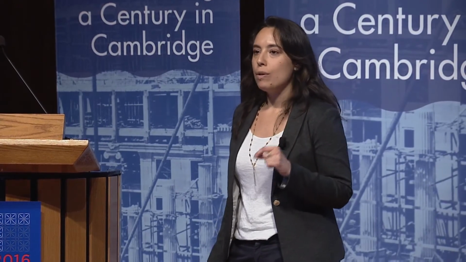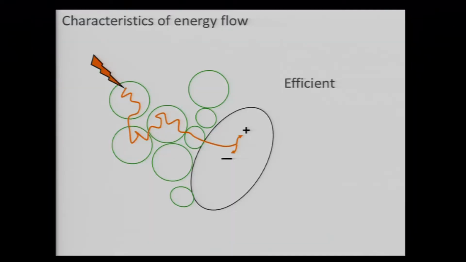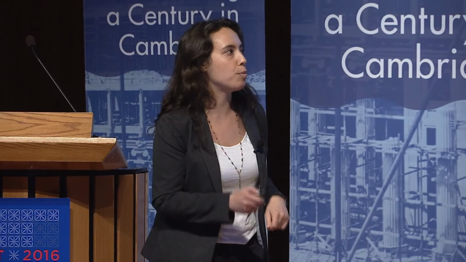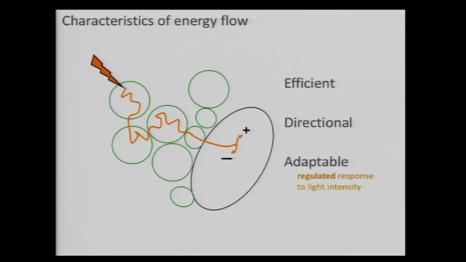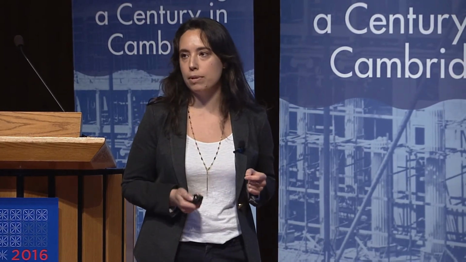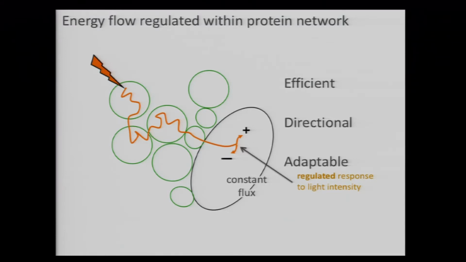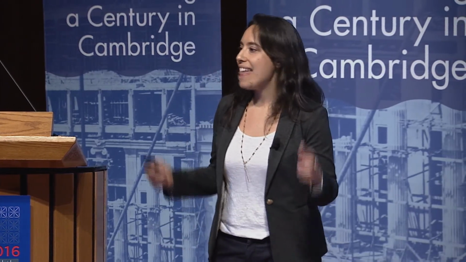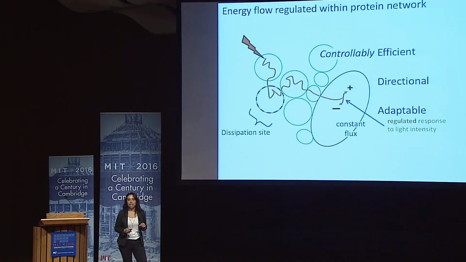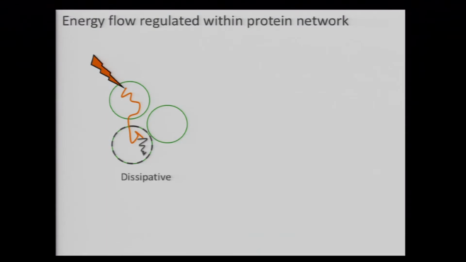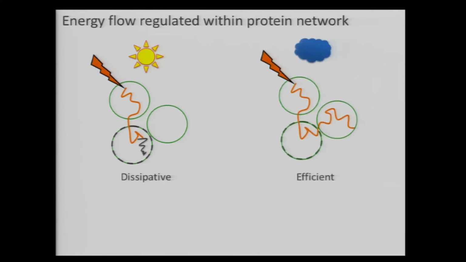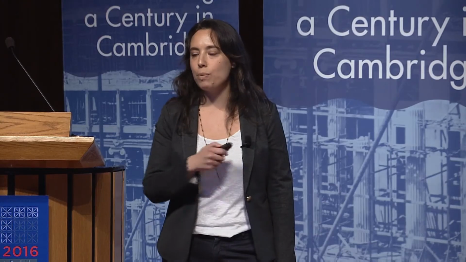So this energy flow has three really important characteristics. It is efficient, it is directional, and it is adaptable. Research in my lab focuses on understanding all three of these characteristics. But today, I'm just going to tell you about this last one, understanding the regulated response to light intensity. Specifically, the system keeps as close as possible to a constant flux reaching the reaction center by making this energy flow controllably efficient. And that's done by having one of these proteins switch into a site of dissipation. And by dissipation, I mean that this excitation energy is essentially hijacked and converted into heat. So we want to understand this dissipative state that emerges under sunny conditions and the efficient state where energy flows towards the reaction center under cloudy conditions, as well as the dynamics between them.